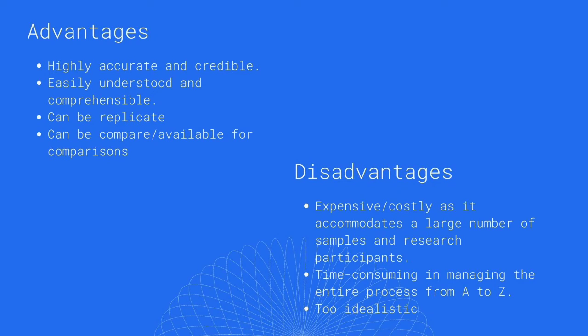Let's move on to the advantages and disadvantages of true experiment. The advantages are, it is highly accurate and credible as the data can be statistically analyzed. It has high reliability and is easily replicated as it is based on numerical data. It is also available for comparisons. And also it is easily understood and comprehensible.